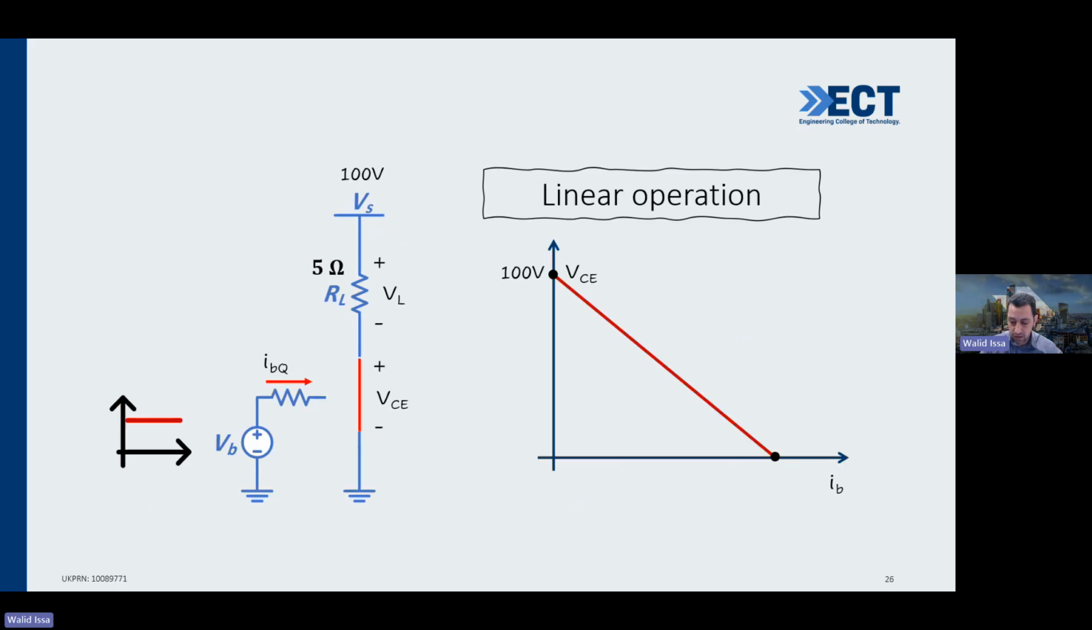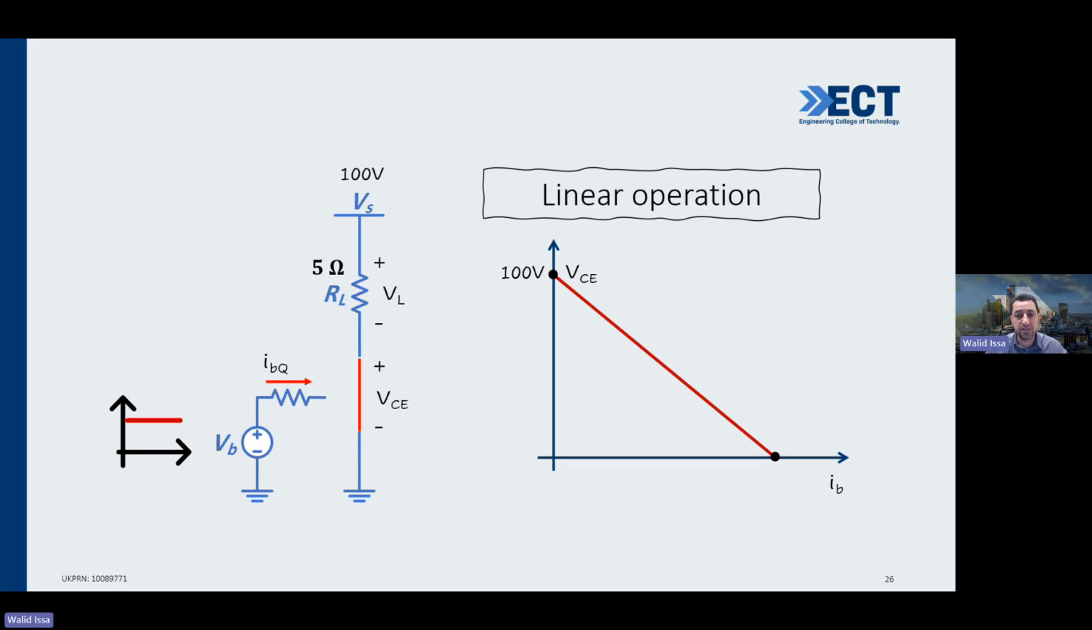So let's have now just an example. This is called linear operation. If I push here a small current, now we have something called cutoff. So there is no current here or very small current. That will bring here a transistor that will work like an open circuit.